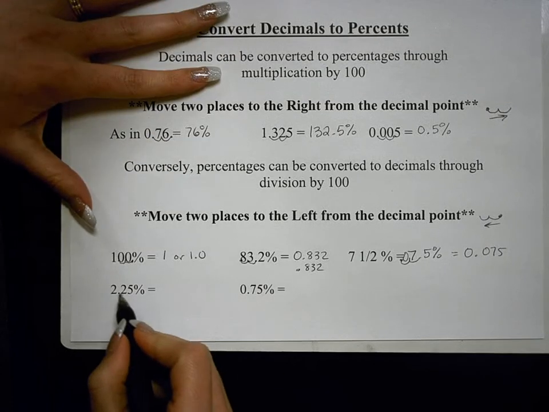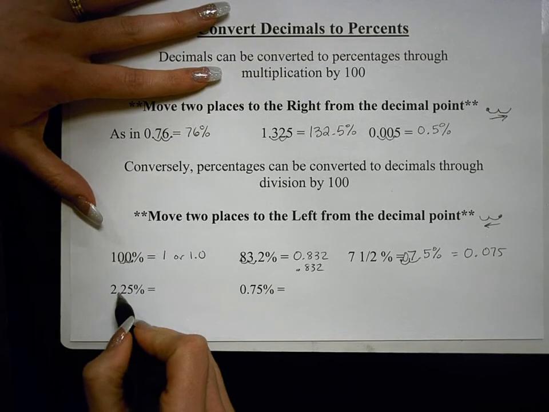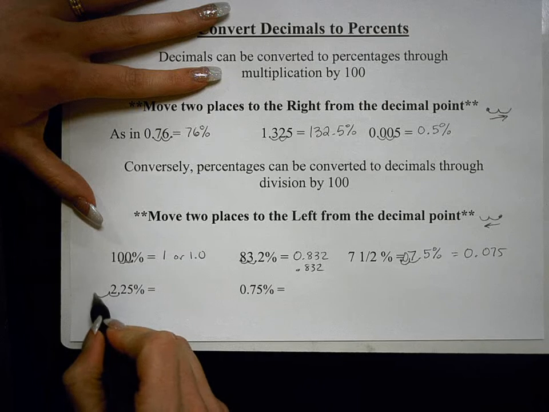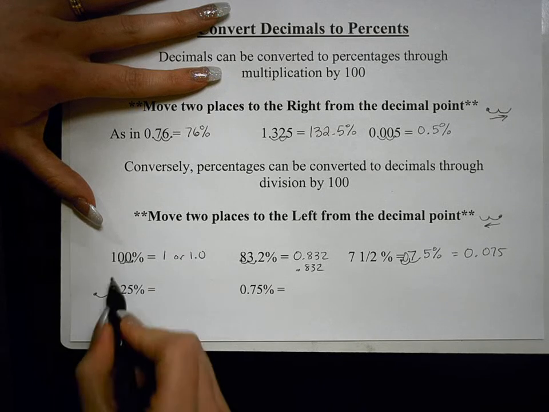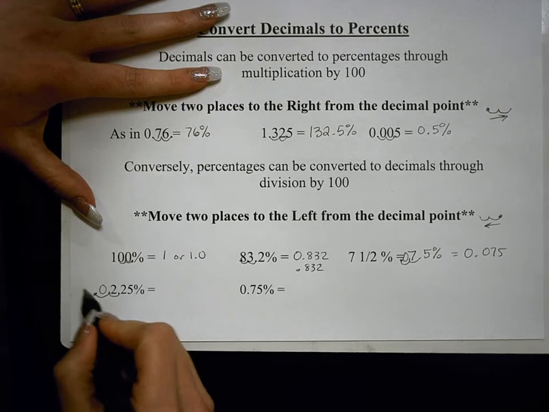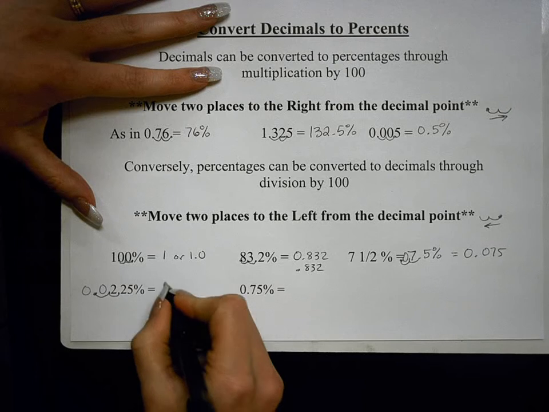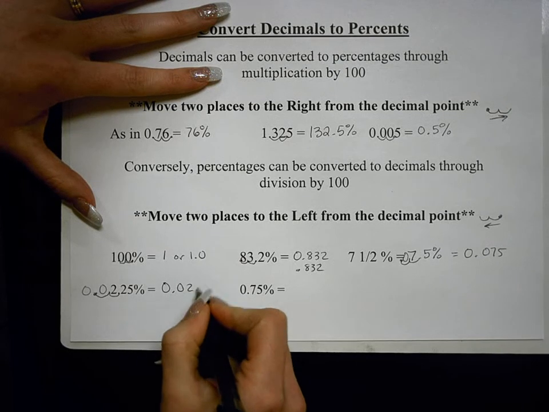Okay, here we go. 2.25%. We are going to move 2 places to the left, and there's nothing here, so we put a 0, and we can put a 0 in front of the decimal as well. So we get 0.0225.